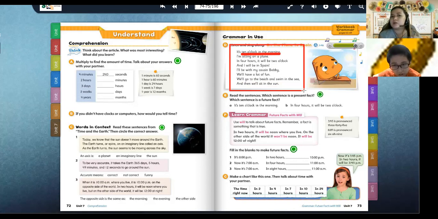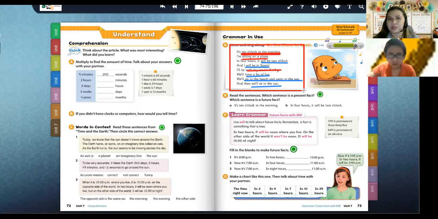How about the future? The future I use the blue pen. Okay, there you go. So as you can see, you underline there the present and the future. So it's very obvious. So when we say present, it's today.